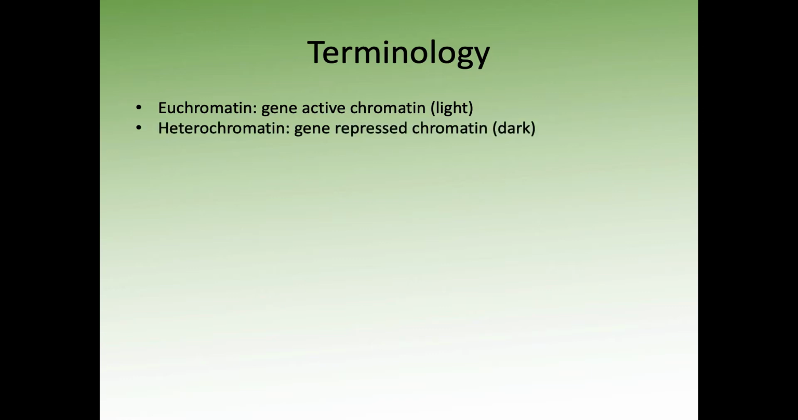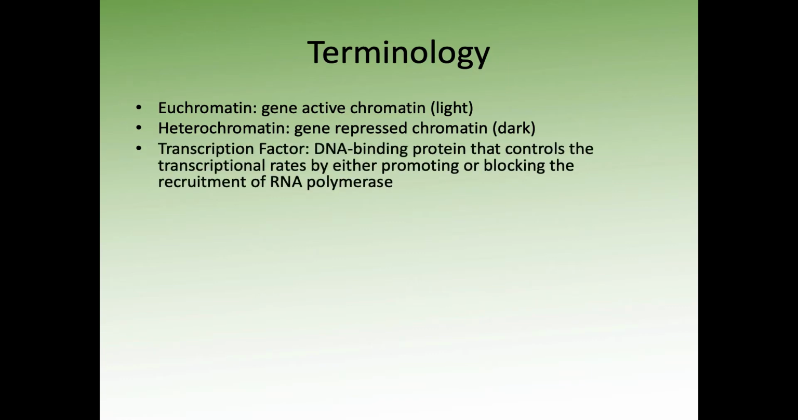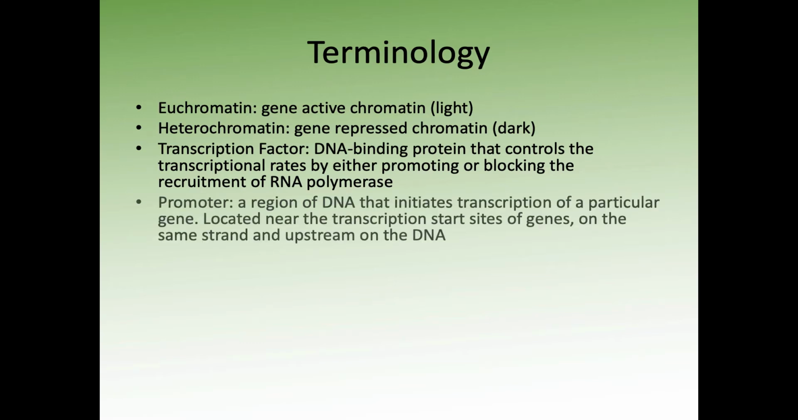A couple of terms can be helpful when we're thinking about epigenetics. Chromatin, which is the term we use where we might say we have gene-active chromatin or open chromatin. Heterochromatin, where we might say that this is generally an area of gene-repressed chromatin. These areas are often referred to as the light and dark areas of chromatin. We're also going to talk about transcription factors, and again, these are DNA binding proteins that control transcriptional rates either by promoting or blocking the recruitment of RNA polymerase.